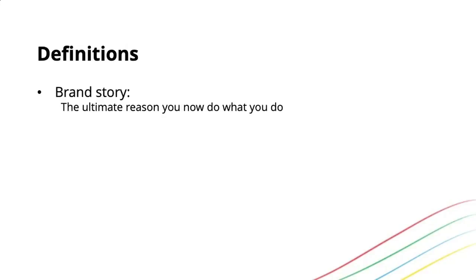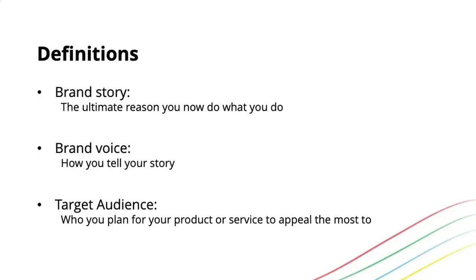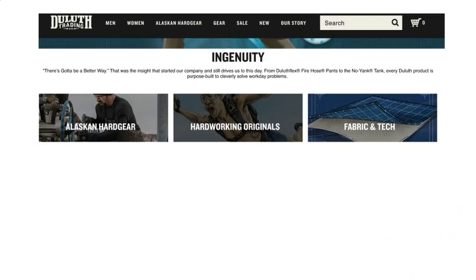Just a few quick definitions to get us going. Brand story, this is exactly who you are, what you're here to do. Brand voice, this is how you tell your story. Think of this as the personality of your company, your website. Target audience, this is a specific group of people that you're planning for your product or service to appeal to the most, and probably who you're marketing the most heavily towards. I have a quick example of each of these points before we dive into them separately.